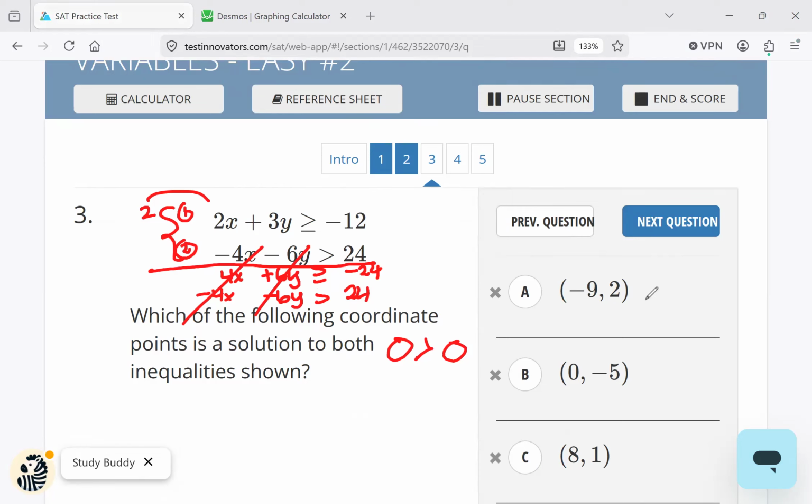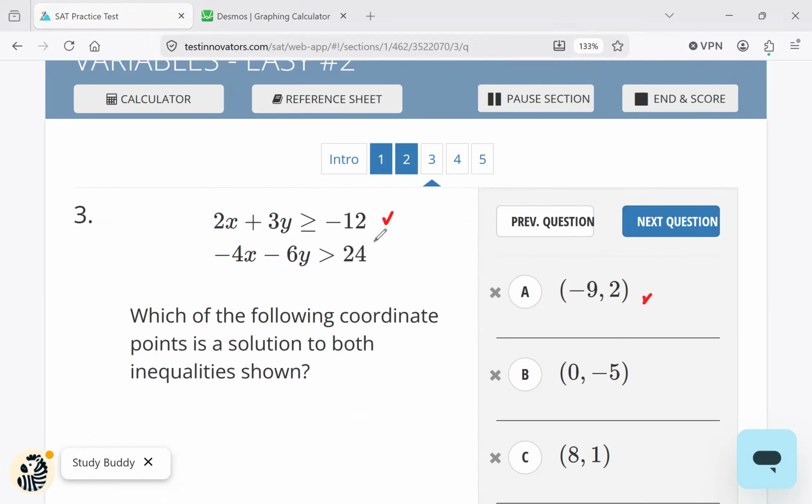If I even tried the first one, you would have to test it in both inequalities. So it'd be 2 times -9 plus 3 times 2 is greater than or equal to -12. 2 times -9 is -18, plus 6, that's -12. -12 is greater than or equal to -12. Oh wait, that is kind of true.